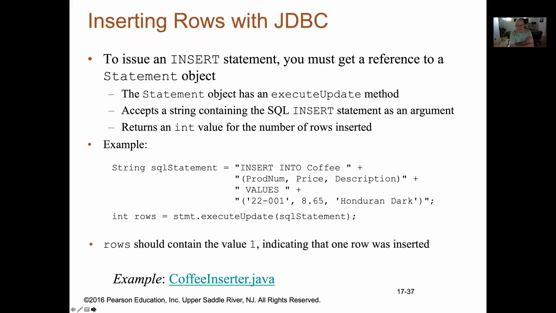So how do you insert rows with JDBC? To issue an insert statement, you must get a reference to a statement object. For example, use the string SQL statement equals "insert into coffee" plus product number, price, description, plus values, plus product number, price, and the type of coffee that it is. For this example, it's Honduran dark.